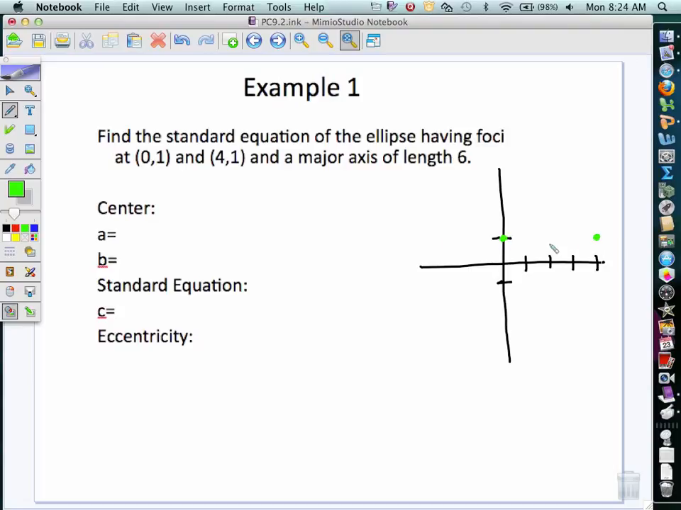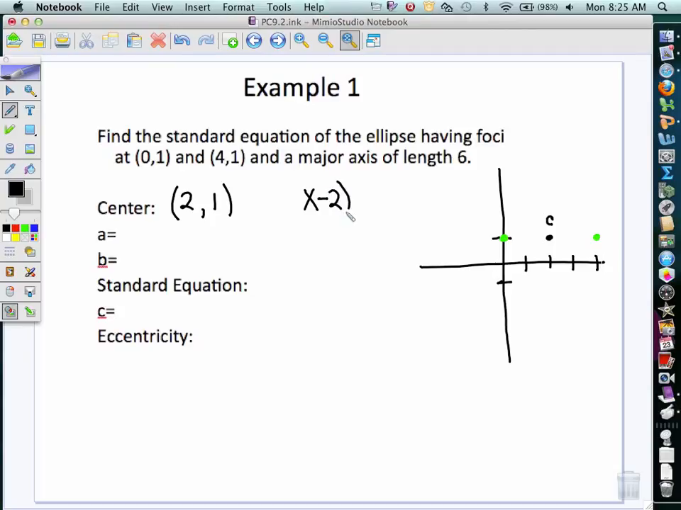What this tells me is that my major axis runs horizontal. You could also determine where the middle is going to be because the foci are going to be equidistant. So let's go ahead and identify the center of this. The center is going to be at 2, 1. So here's my center, 2, 1.